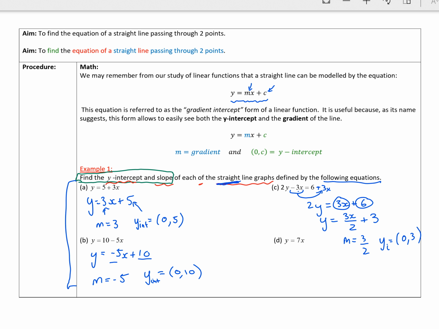Now here we get the diagonal line y equals 7x. It's easy to see that our gradient is 7, but we can't see a y-intercept. All this means is that the graph passes through the origin. This is the same as 7x plus 0. So my y-intercept is simply 0, 0.